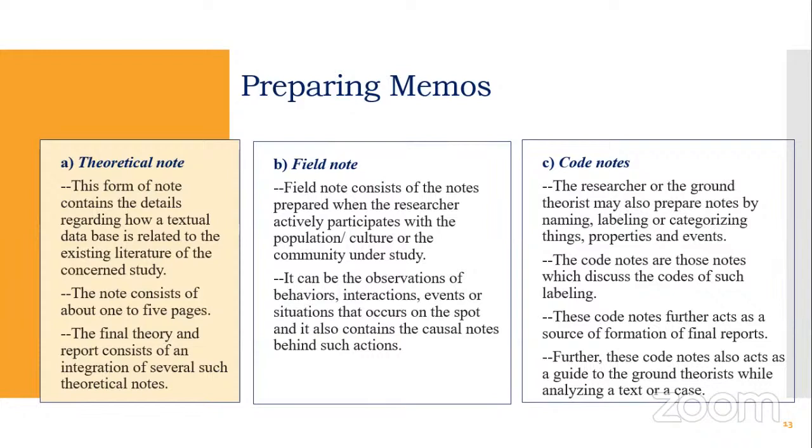Field note consists of the notes prepared when the researcher actively participates with the population or culture or the community under study. So it can be the observations of behaviors, interactions, events, or situations that occur on the spot. And it also contains the casual notes behind such actions. Okay, so when the researcher is actually present in the field, interviewing a person or observing a phenomenon, the kind of memo that the researcher is making constitutes the field note.